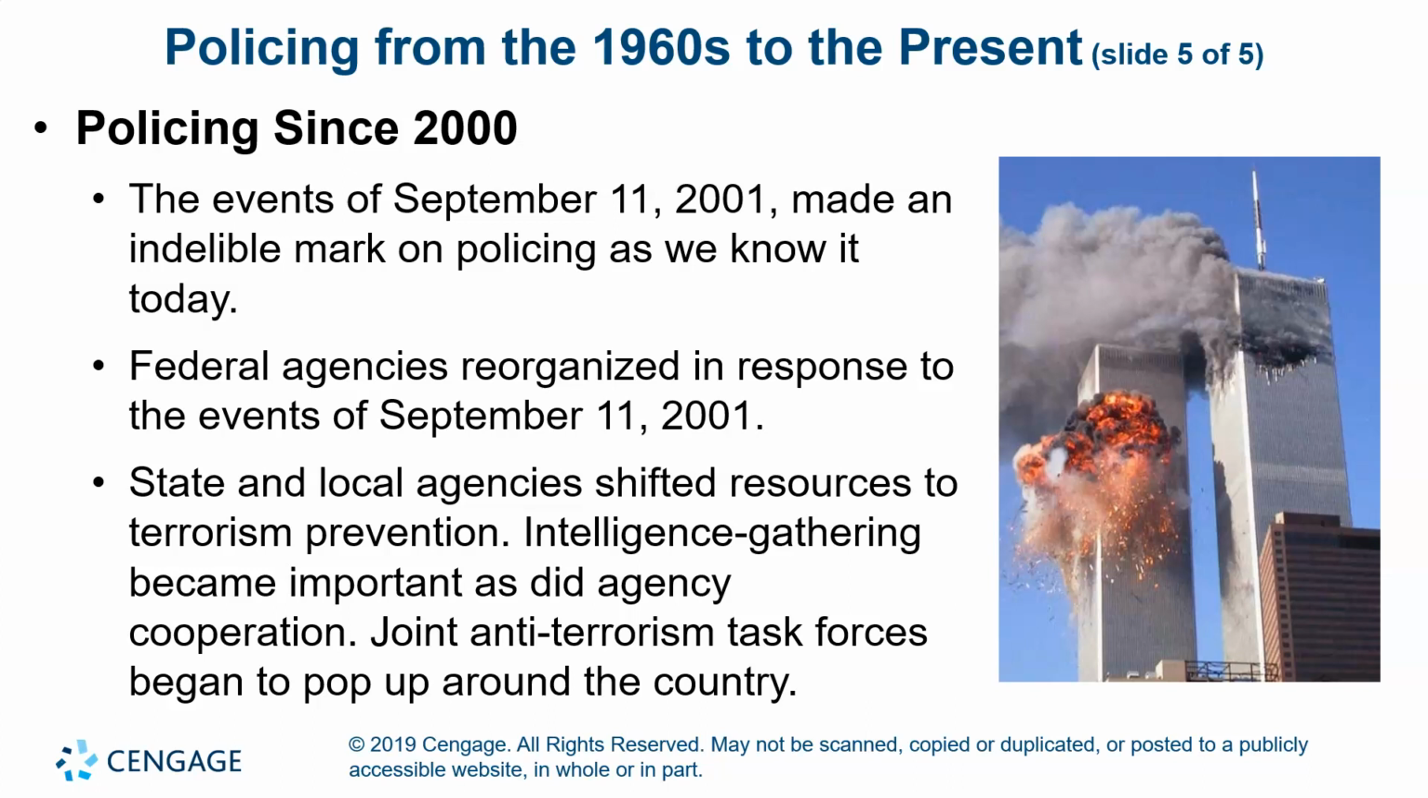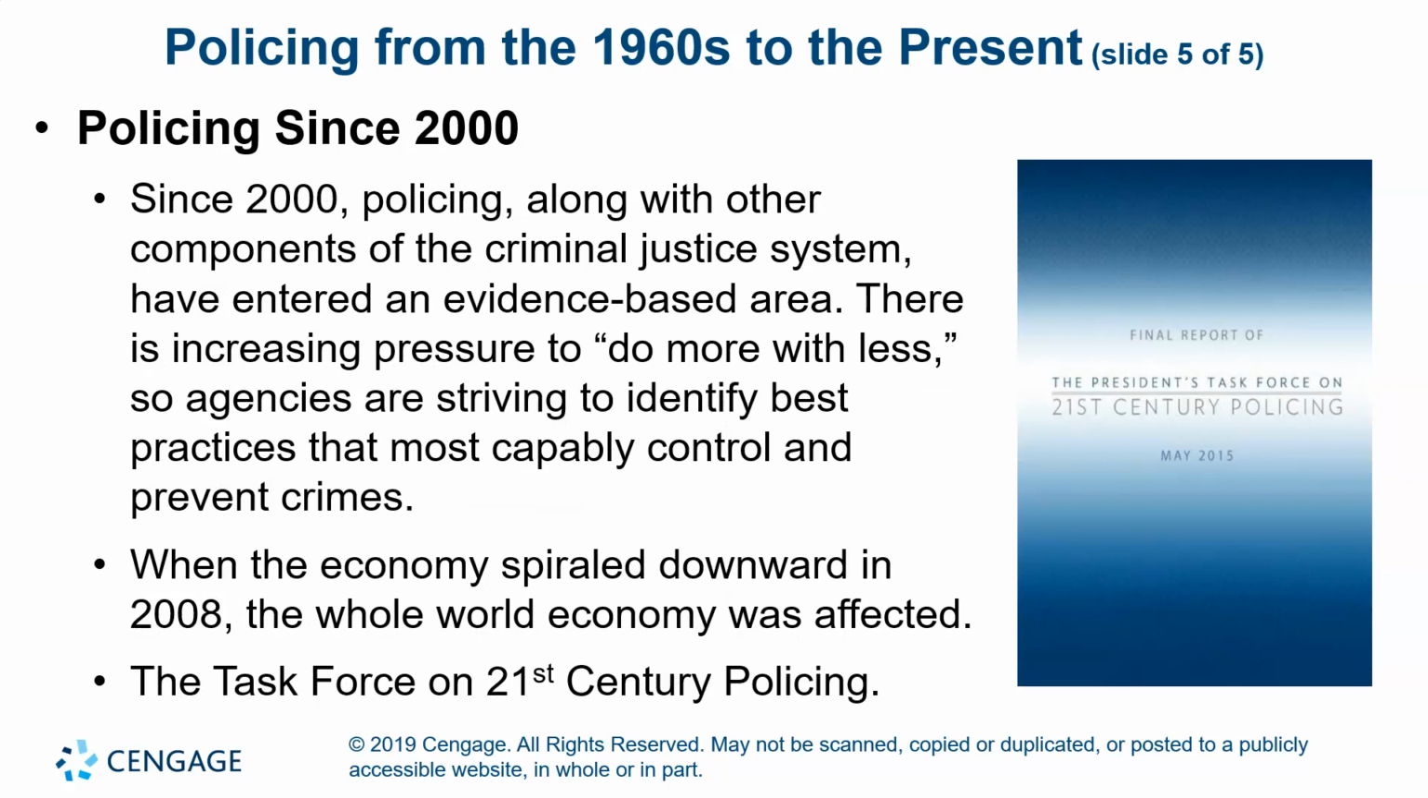Joint anti-terrorism task forces began to pop up all around the country. And to this day, a wealth of law enforcement activity, especially in large urban areas, is devoted to the prevention of another 9/11. So a lot of different things happening. And since 2000, policing, along with other components of the criminal justice system, has entered into what we call evidence-based policing. There's increasing pressure to do more with less, so agencies are really striving to identify best practices that most capably control and prevent crime. So a lot of different changes are coming about.